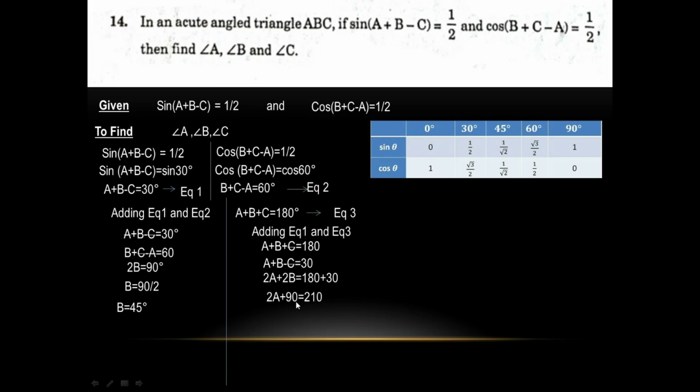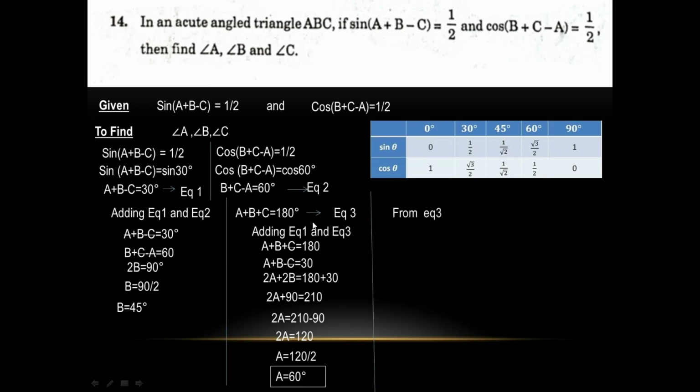Then 2A plus 90 is equal to 210. Here we have B as 45, so we substitute this 45 here in B. So we get 2B as 90. So 2A plus 90 is equal to 210. Then we got 2A is equal to 120. Then A is equal to 120 divided by 2, and we got A as 60 degrees. Okay.